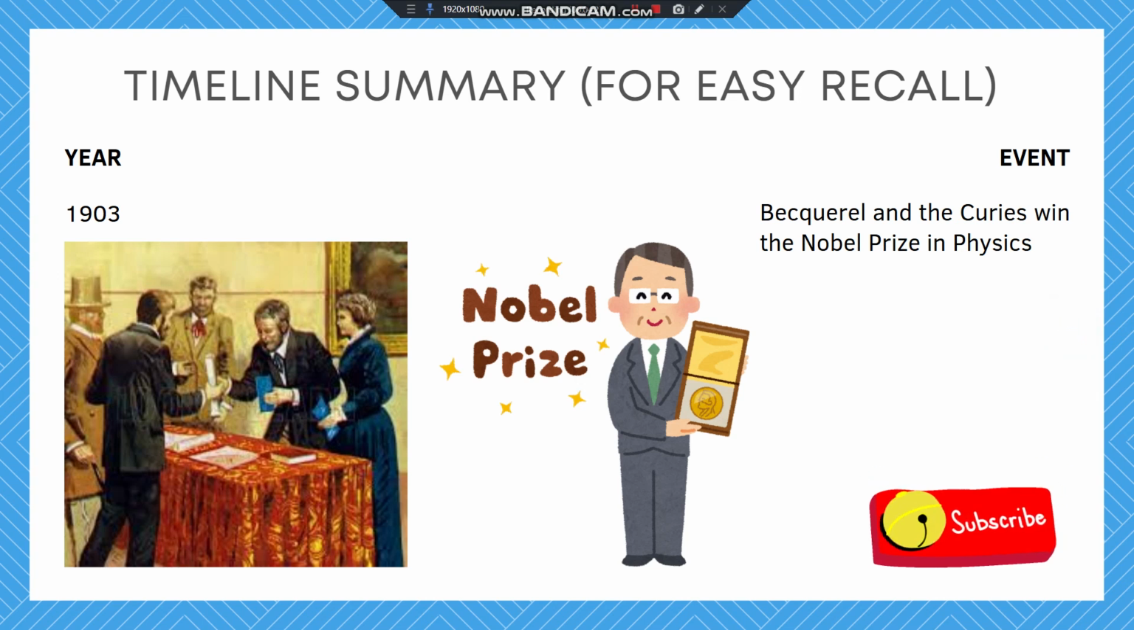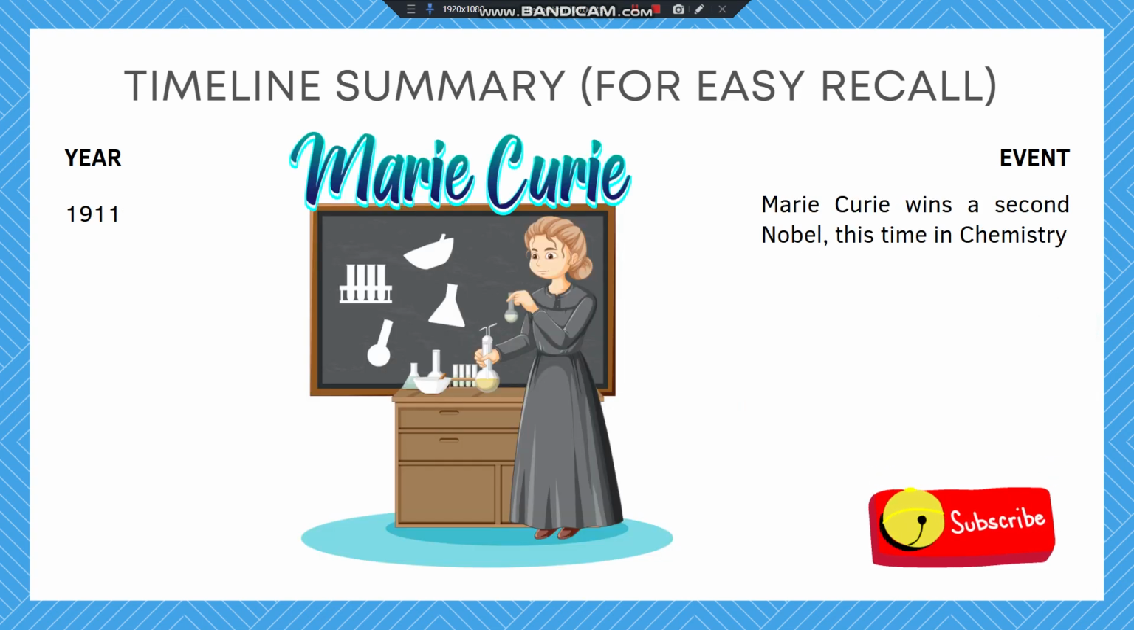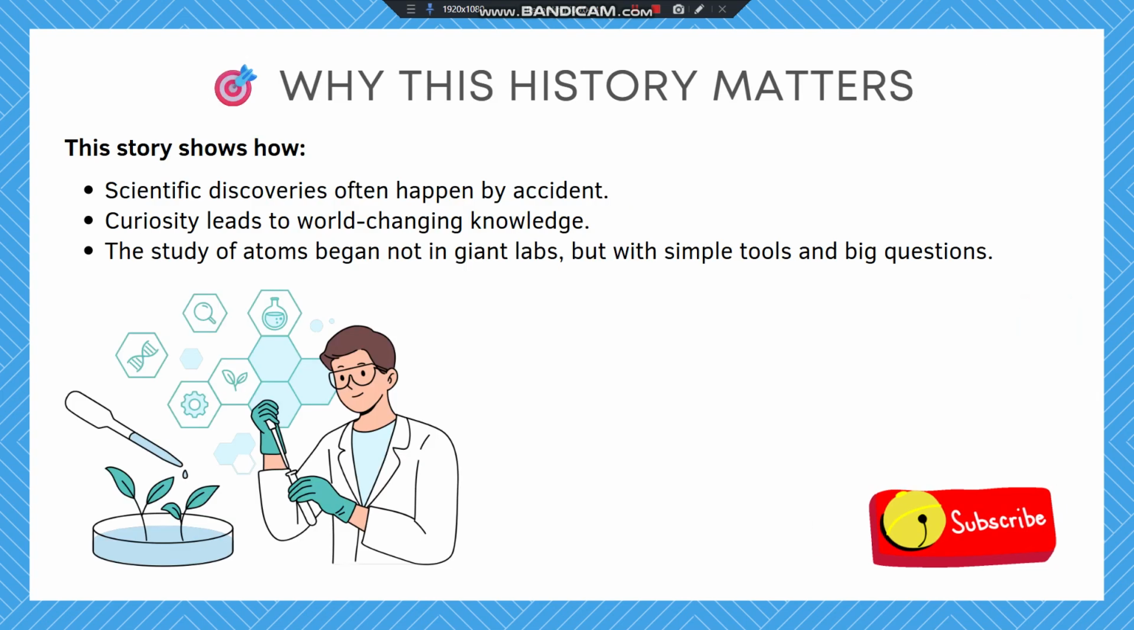And in the year 1903, Becquerel and the Curies, that's Pierre Curie and Marie Curie, won the Nobel Prize in physics. And then in 1911, Marie Curie won a second Nobel Prize. This time, she won it in chemistry. So all that I have said just now was a story about the introduction to radioactivity. Why does this history actually even matter?